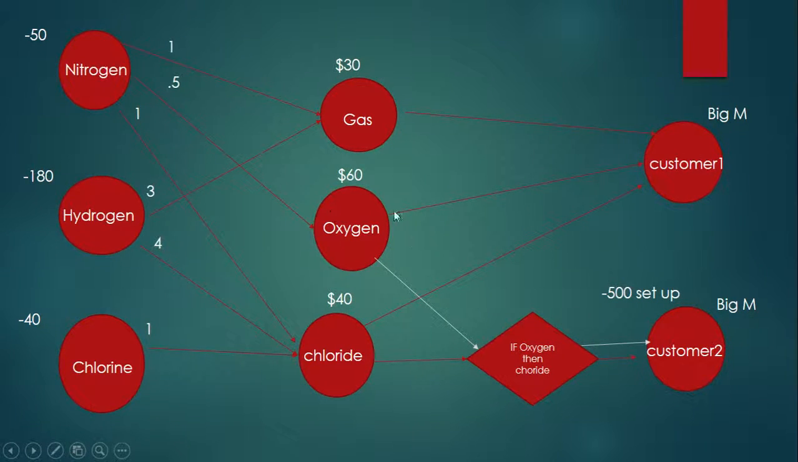So if they buy oxygen, they can buy chloride. But if they buy oxygen, they don't have to. So here we see that flow.